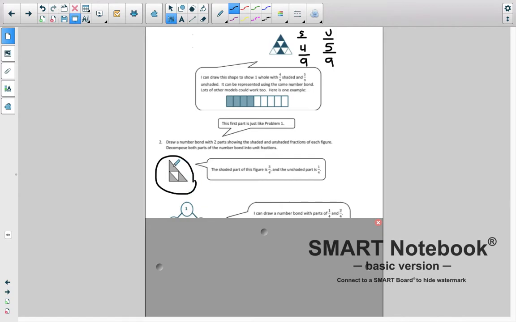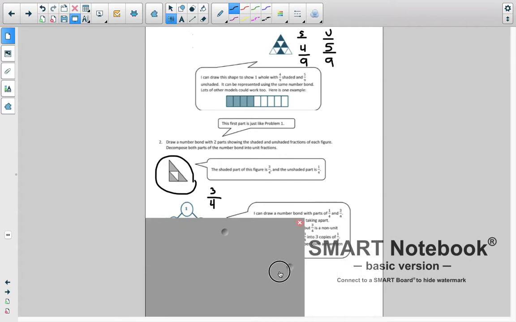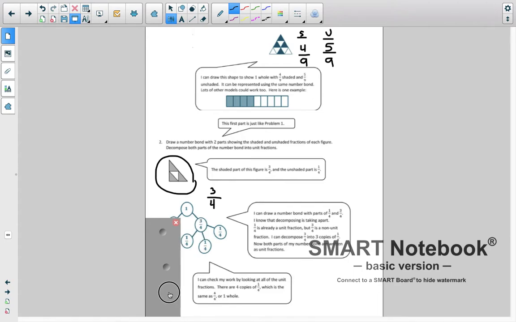So let's count. So 1, 2, 3. So 3 shaded, and let's count how many pieces are all together. 1, 2, 3, 4. So one part of the number bond should be 3/4. Let's look. Whoops, I showed you the wrong part. So we see 3/4 right here.